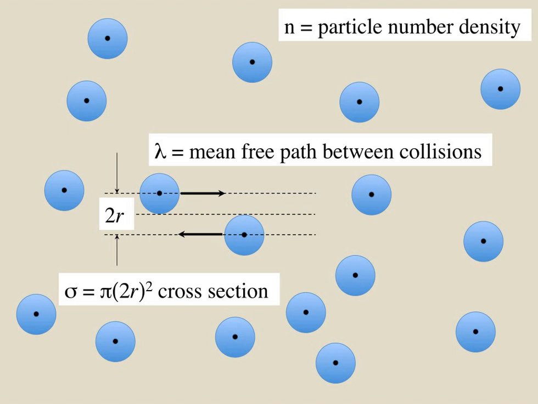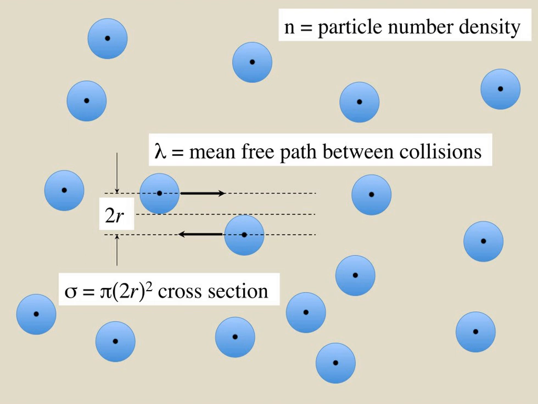Topic: Collision among gas particles. In a gas of finite-sized particles, there are collisions among particles that depend on their cross-sectional size. The average distance that a particle travels between collisions depends on the density of gas particles.